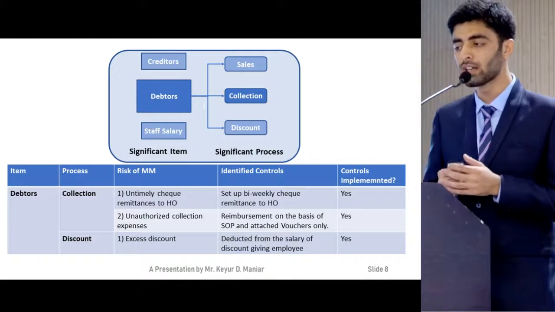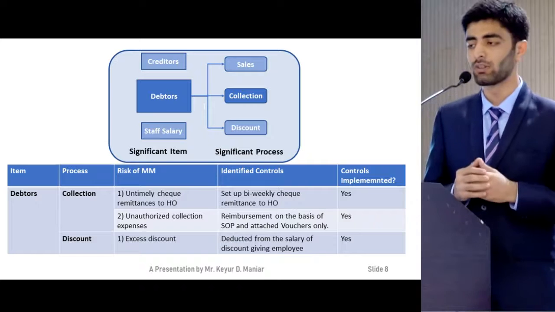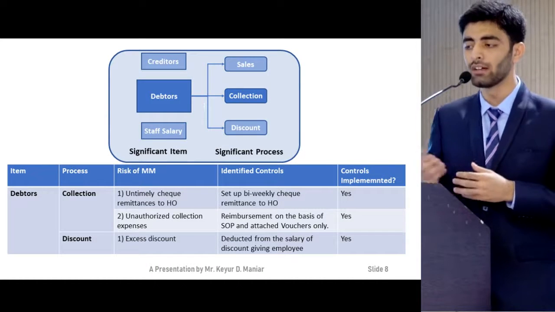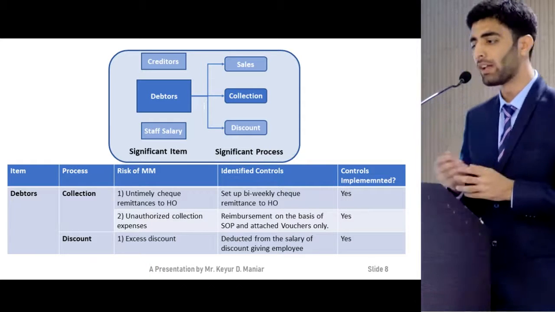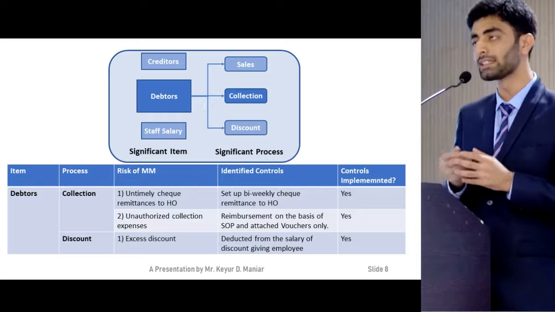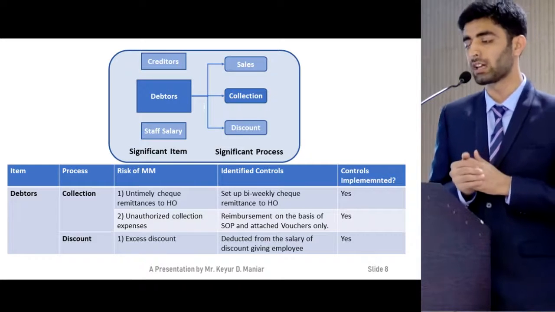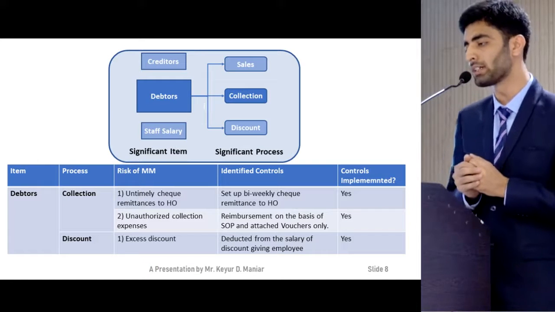Now what are the controls that the management has identified or established against such risks? Before moving on to that, there's another process of discounting, giving discounts to the dealers. Well, that also has a risk of material misstatement in excess discounts, giving excess discounts than what have been authorized. So now what are the controls that the management has identified?